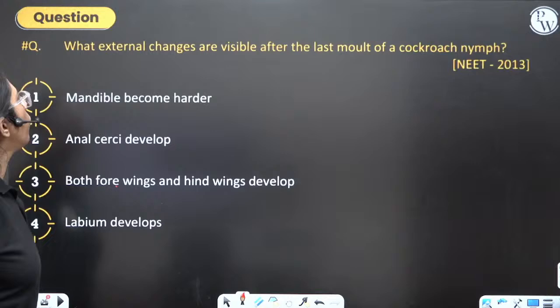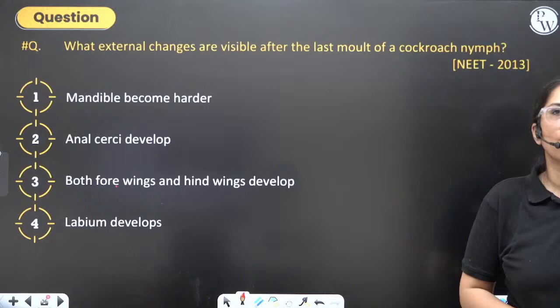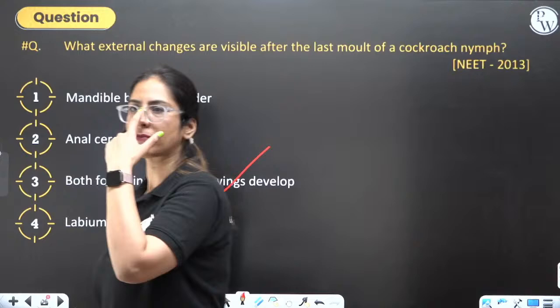Okay. What external changes are visible after the last molt of a cockroach nymph? This was asked in the NEET paper. So look at the level of questions. They are super easy. If you know the concept, you can give answers. Yes, forewings and hindwings will develop.